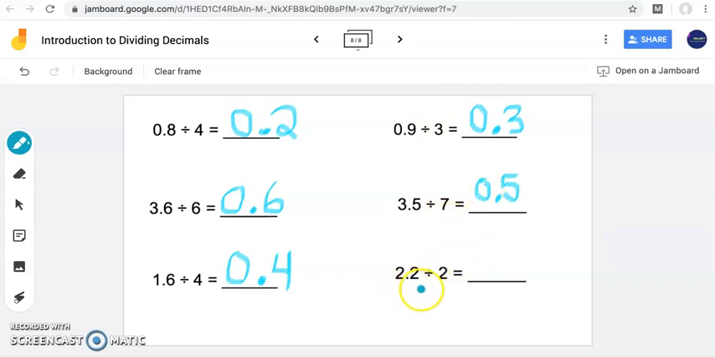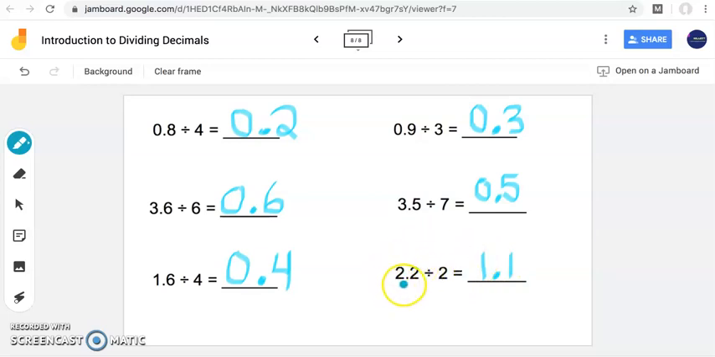Now here I have 2 and 2/10 divided by 2, or 22/10 divided by 2. 22 divided by 2 is 11. The problem here is we have 2 and 2/10. So we're going to have 1 and 1/10. Notice my answers here are smaller than what I originally started with.